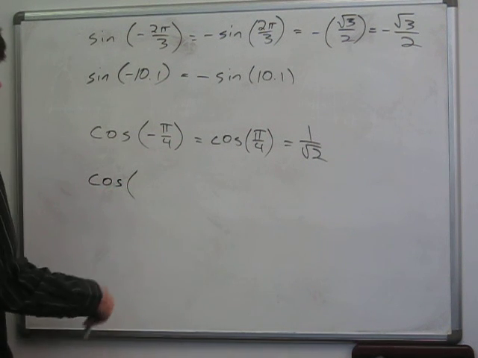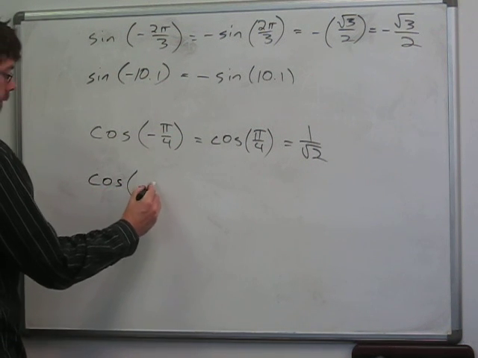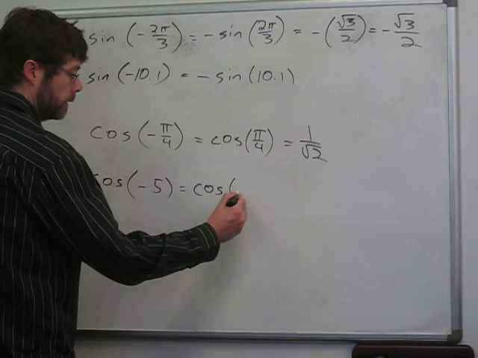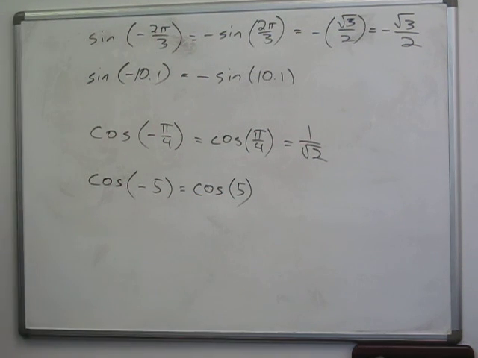So let's take a look at something like cosine of negative 5 radians. So cosine of negative 5 is going to be equal to the cosine of positive 5 radians, whatever that happens to be.